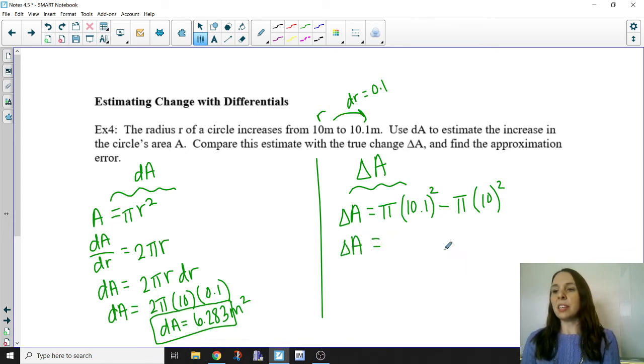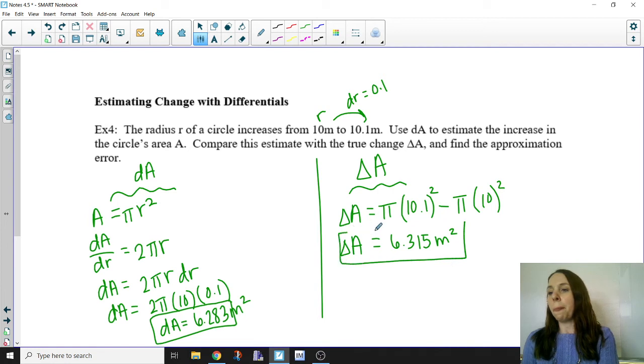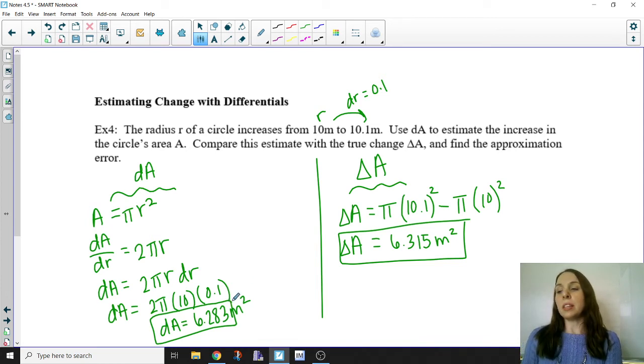And again, just to save some time, I'm not going to type that into the calculator to show you the answer. I'll just tell you that when you do that, you should get 6.315 if we go to 3 decimal places, and that is again square meters. Okay, so you can see that our approximation of the change was pretty close. If you go to the 10th place, it is the same, but it is slightly off.